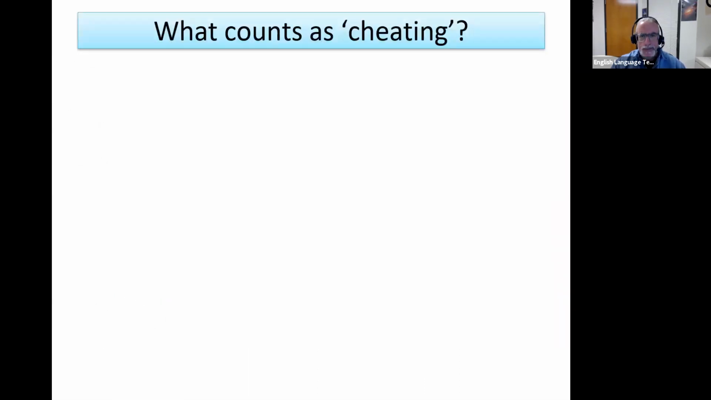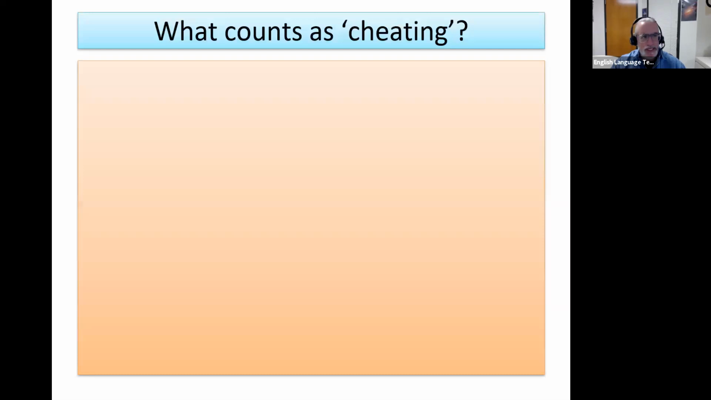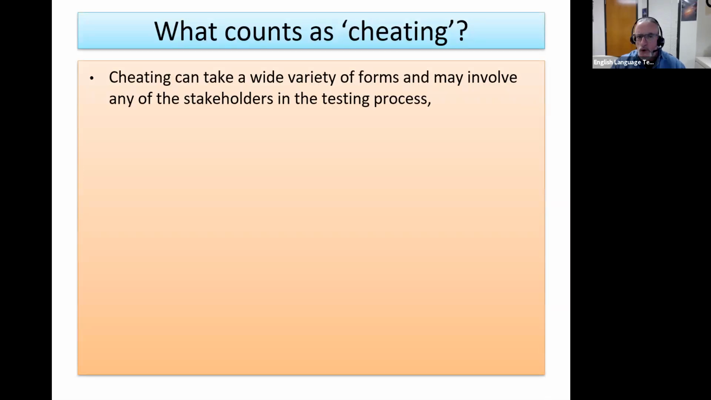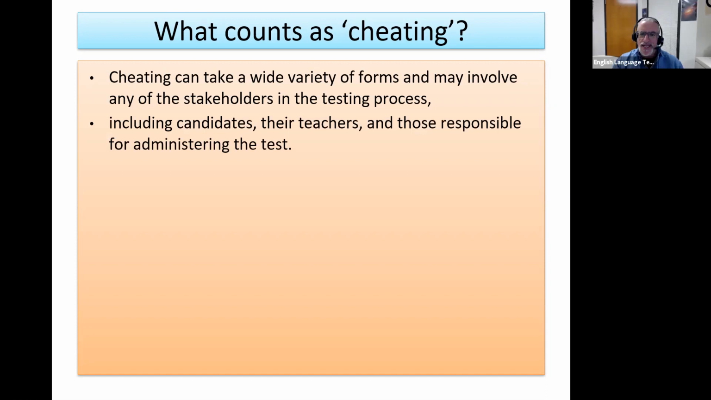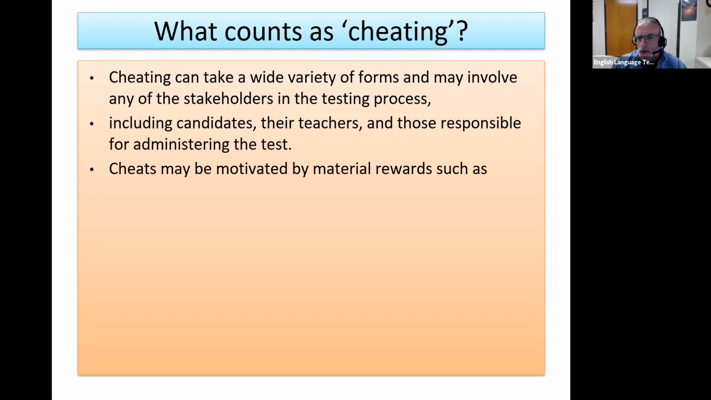I guess here are some of the things that he reminds us about. So cheating can take a wide variety of forms, and it can involve any of the stakeholders in the testing process, including the candidates. Teachers also can be involved, and people who are responsible for administering a test. And cheats can be motivated by material rewards, such as access to life chances. I was reading about this somewhere else, and the point is that it's not the test score that students get, of course, that's the key thing. It's the opportunity, the life opportunities that score allows, okay?